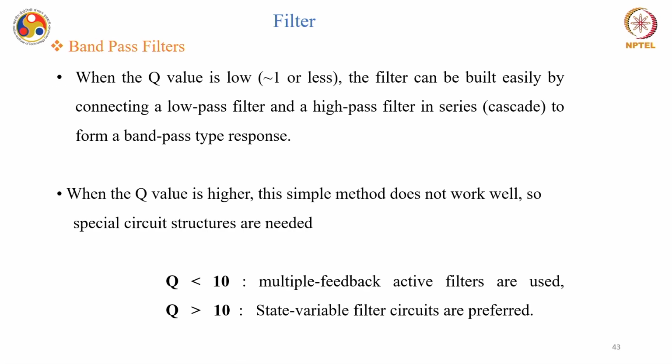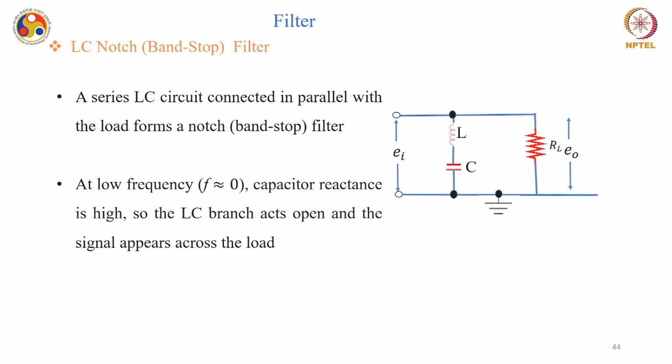When this quality factor Q value is low, say a value of 1 or even less, the filter can be built easily by connecting a low pass filter and a high pass filter in series or in cascade to form a band pass type response. When the Q value is higher, this simple method does not work well, so specific circuits have to be made. When Q is less than 10, multiple feedback active filters are used, and when Q is greater than 10, a state variable filter circuit is preferred.